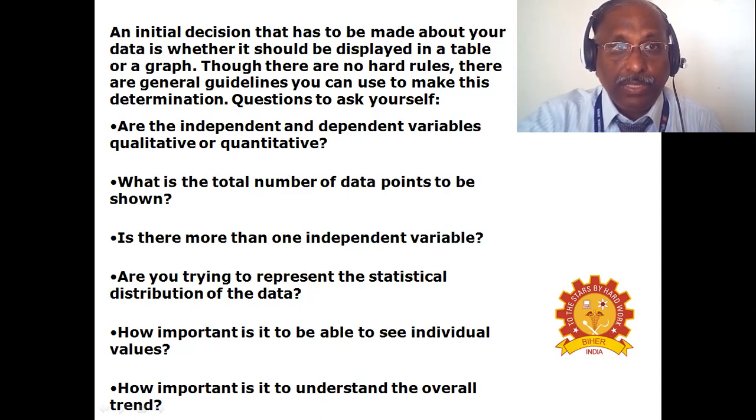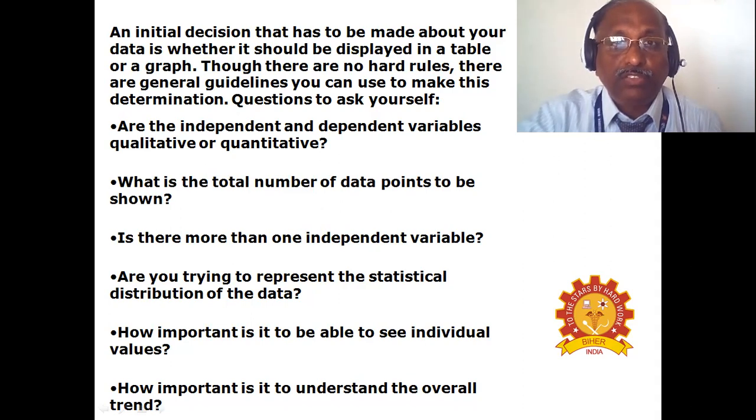Here, when you're representing your data in the form of a table or a graph, you can ask yourself a question like, are the independent and dependent variables qualitative or quantitative? What is the number of data points to be shown? Is there more than one independent variable? Are you trying to represent the statistical distribution of the data? How important is it to be able to see individual values? How important is it to understand the overall trend?